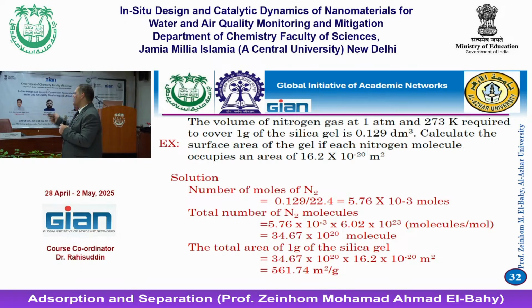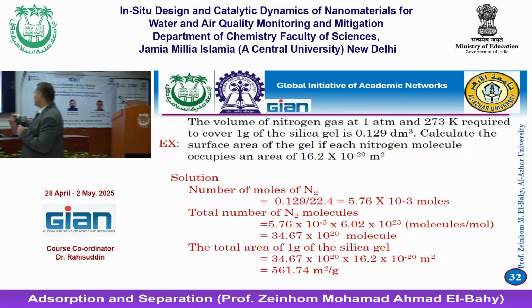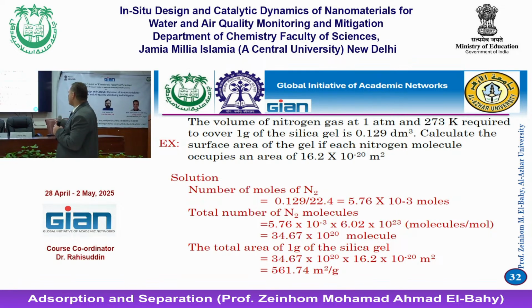Of course, it's direct substitution, and it's very easy. You divide the volume by 22.4, which equals something in moles. The number of moles times Avogadro's number will give the number of molecules, and the number of molecules times 16.2, which is the surface covered by one molecule of nitrogen, will give the total surface area, as we can see.